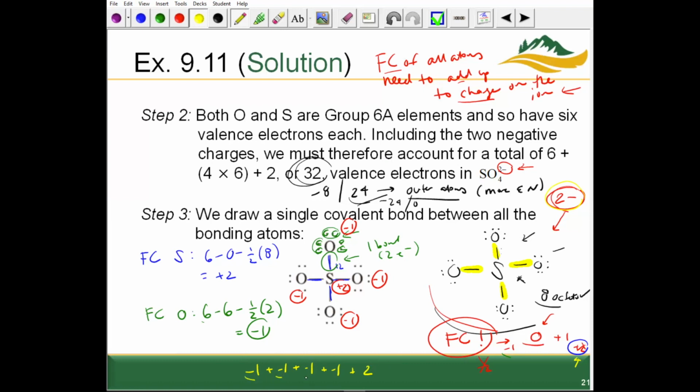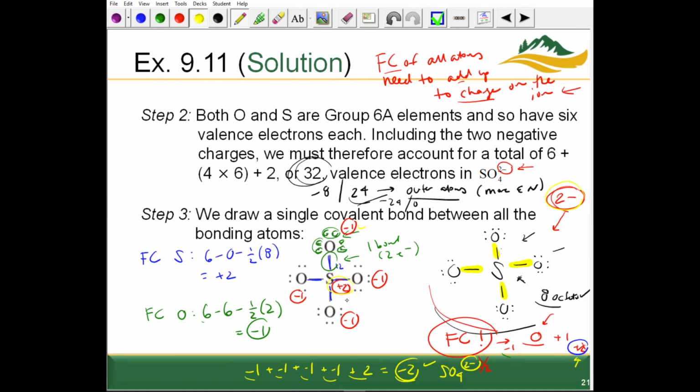-1 plus -1 plus -1 plus -1 for the 4 oxygens, then +2 for sulfur. -4 plus 2, that does at least total up to the correct charge we expect to see on a sulfate ion. So SO4 2-, at least the formal charges do add up to -2, but this probably isn't the best structure because a +2 formal charge is not ideal.